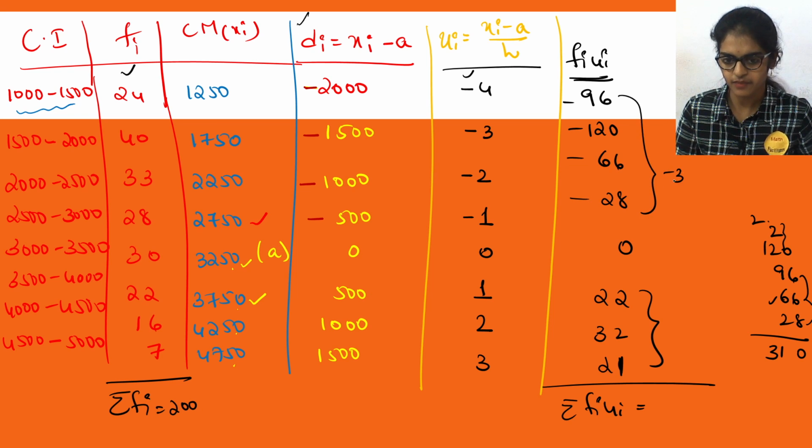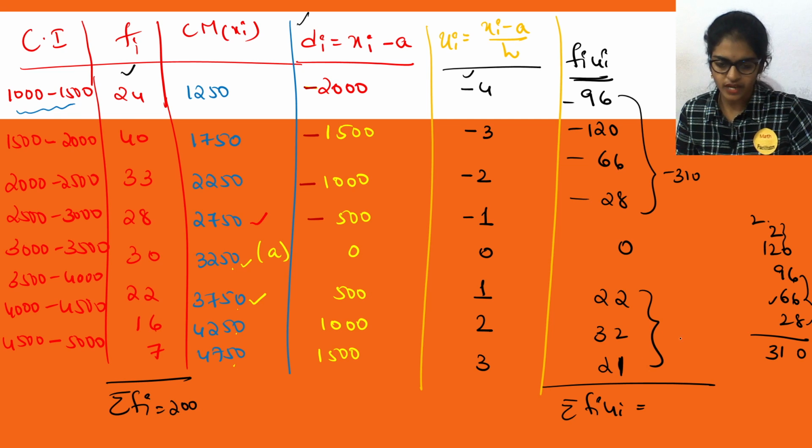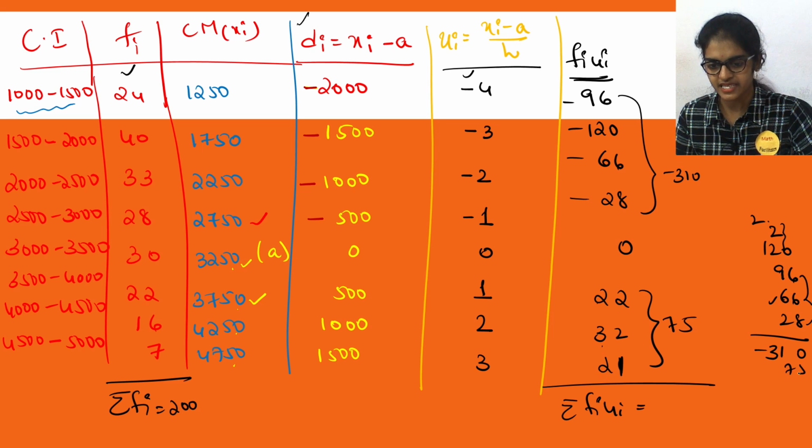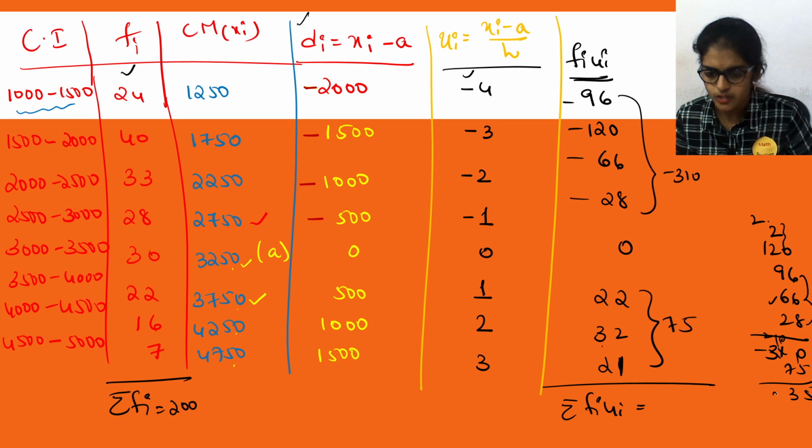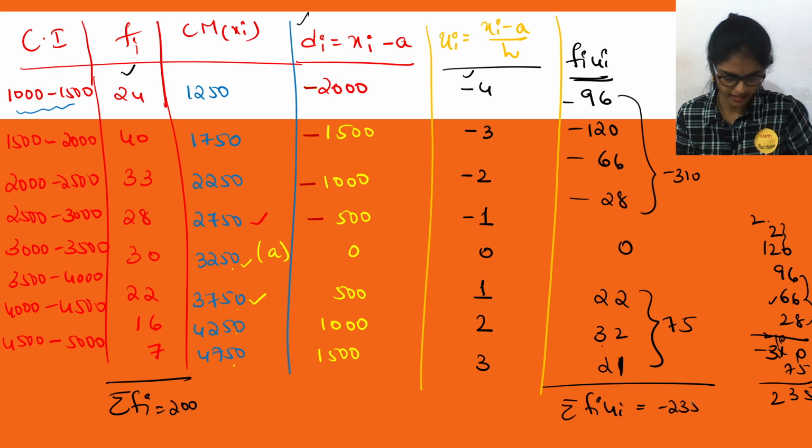This entire thing is minus 310. Positive values, 2 plus 2, 4 plus 1, 5. 3 plus 2, 5 plus 2, 7. So minus 310 plus 75, how much are we getting? So you will get it as minus 235.